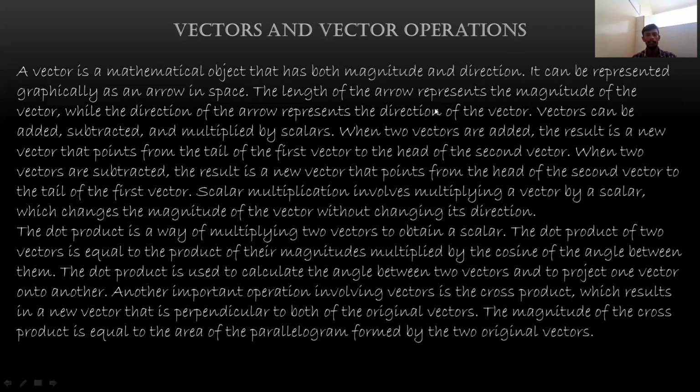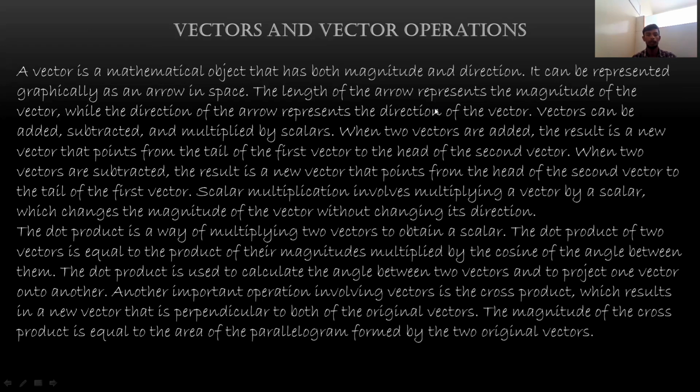The dot product is a way of multiplying two vectors to obtain a scalar. The dot product of two vectors is equal to the product of their magnitudes multiplied by the cosine of the angle between them. The dot product is used to calculate the angle between two vectors and to project one vector onto another.